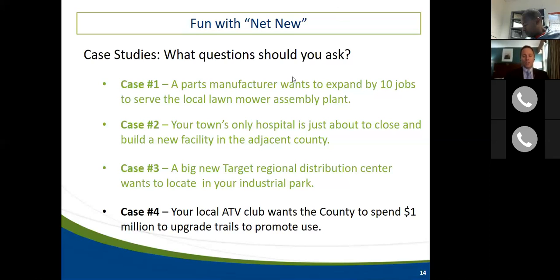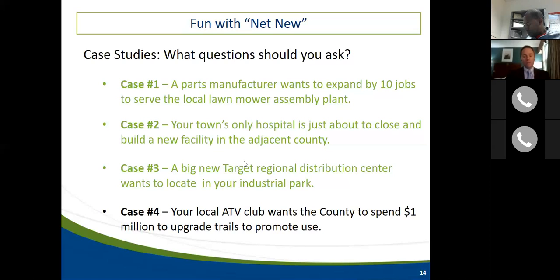All right, so the quiz is done. Oh, I'm sorry, there's one more comment, it looks like. If I'm looking at this at the town scale, the answer might be different than looking at the state scale. You have to be careful about how you define the scale of your analysis. Oh, I love that. That's exactly right. The answer to net new depends very heavily on what geography you're talking about.